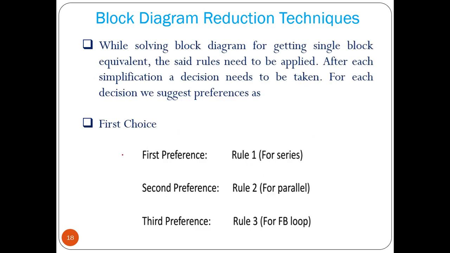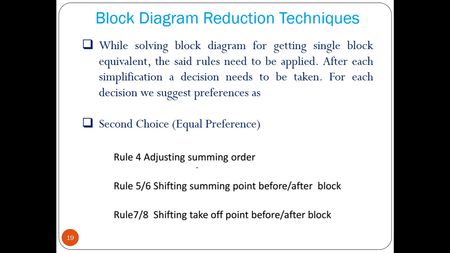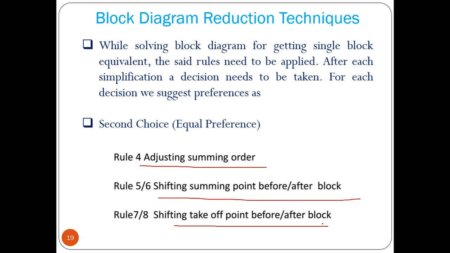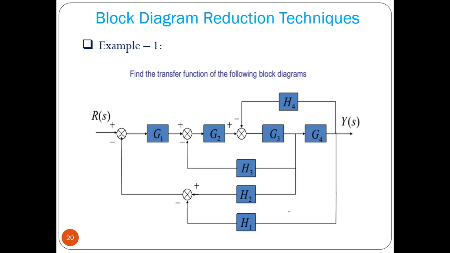For that we have these preferences. Always go for series connection first: check whether blocks are connected in series or not, then parallel, then feedback loop. Then we can look at adjusting the summing order. Then we can look at shifting the summing point before or after a block, and shifting the takeoff point before or after a block, so that we can solve it easily.